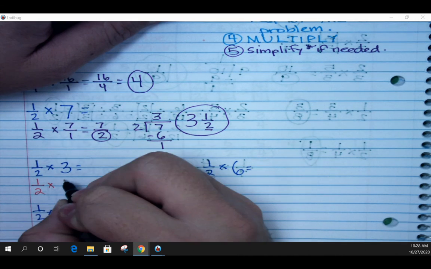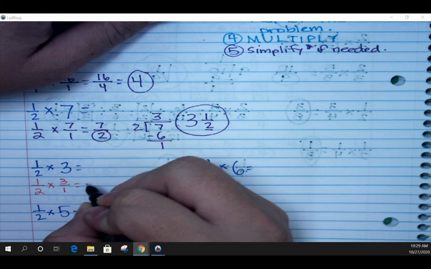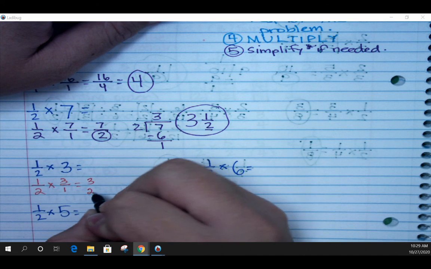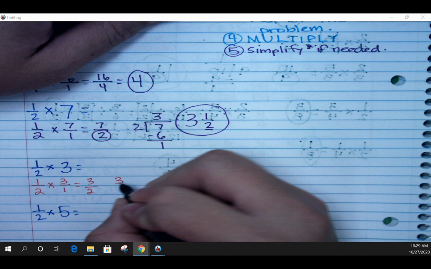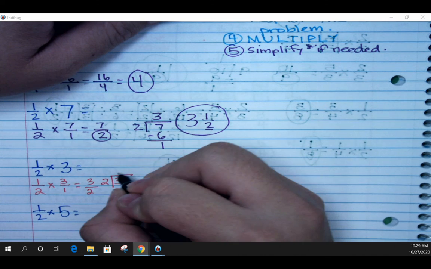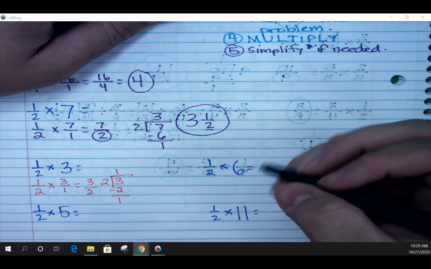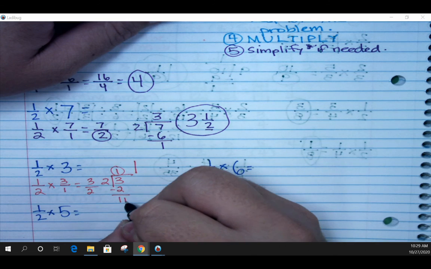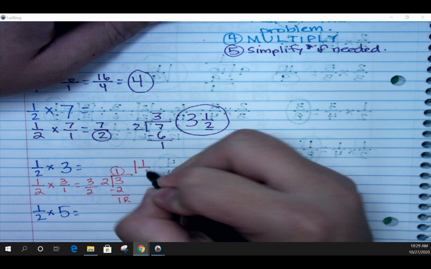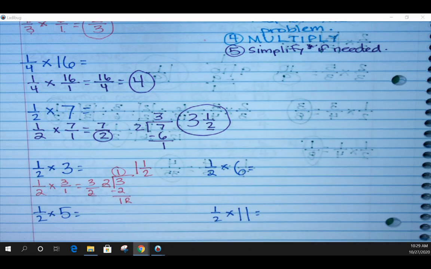We turn 3 into a fraction by doing 3/1. 1 times 3 is 3. 2 times 1 is 2. That's 3/2. 3 divided by 2 is 1, and 1 left over. So, whole number. This is the remainder, so it's the numerator. Your denominator stays the same. 1 and 1/2. Sorry.